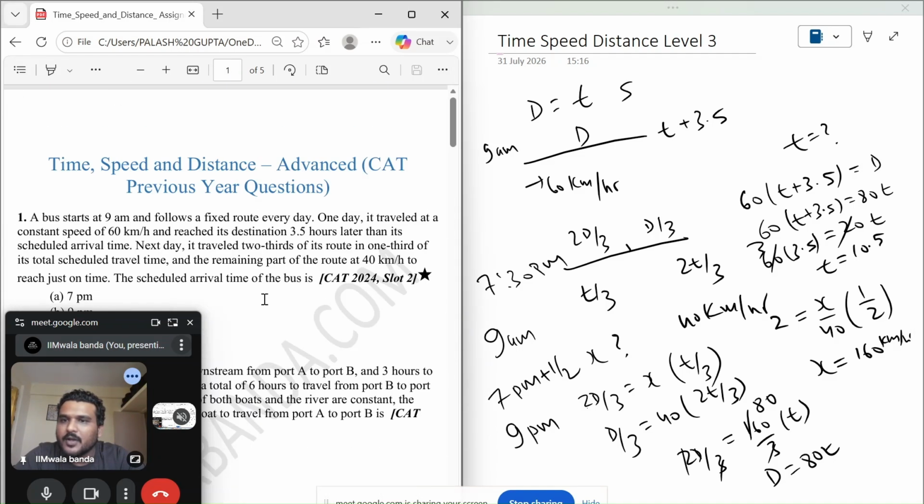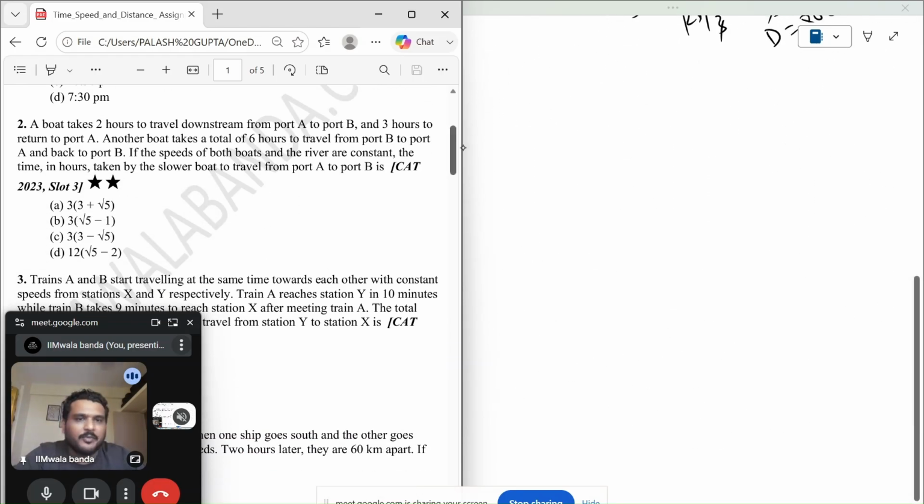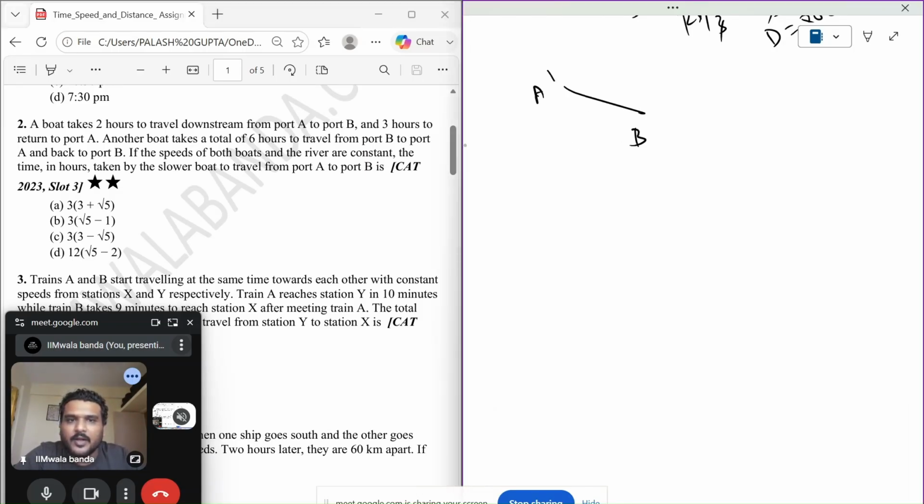Pretty easy question, but you have to be good with your concepts. A boat takes 2 hours to travel downstream from port A to port B. This is the boat we have done in foundation basics of upstream and downstream, and 3 hours to return to port A. So it comes back also, and it takes 3 hours this time, and it takes 2 hours this time.